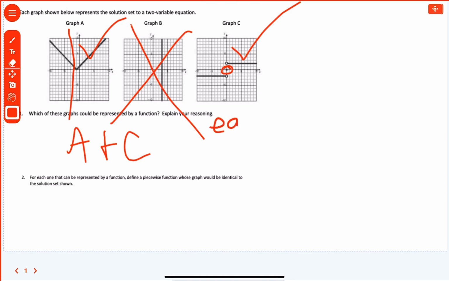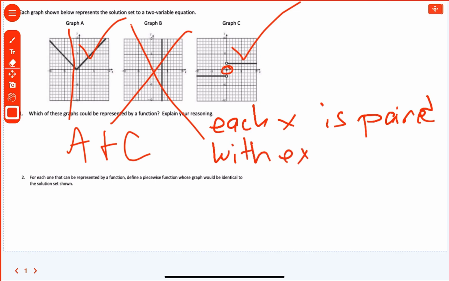Okay? Each x is paired with exactly one y. That is why.